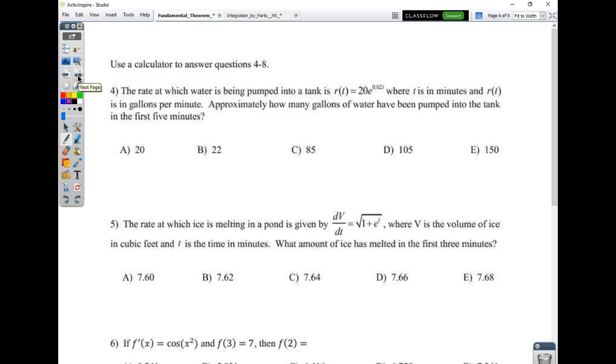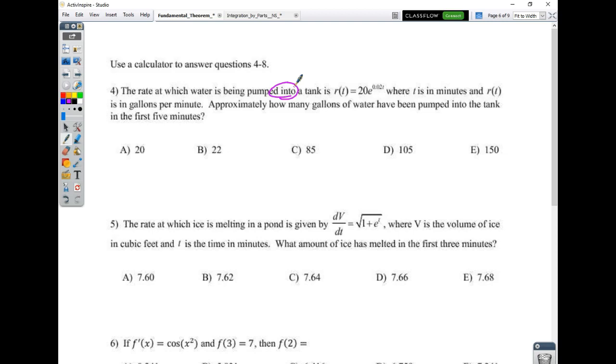Again, I'm not going to type this into the calculator. We've kind of had an opportunity to see this, but I do want to show you how some of these setups work. So if I were to set up number 4, the rate at which water is being pumped into a tank is R of t, 20e to the 0.02t, where t is minutes and R(t) is in gallons. One thing to make note of, and I'm just going to make this really quick, is that "into" is important. They will sometimes say "will be pumped out of," and you have to realize that the rate is actually giving you a negative number. So watch out for that.